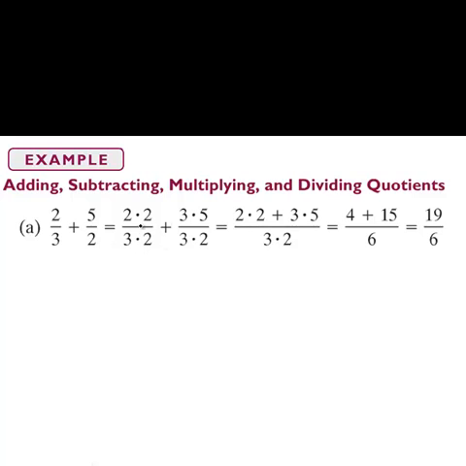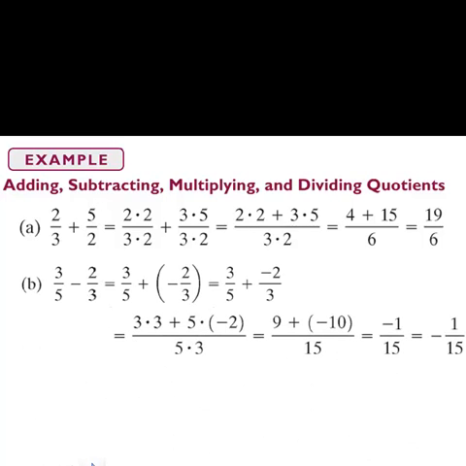So you take the first fraction, multiply by 2 over 2. Take the second fraction and multiply by 3 over 3, so that you'll have a common denominator of 6. And then you can just add the two numerators, the 4 plus the 15, to give you 19. So you get 19/6 as the result of the sum of those two fractions there.